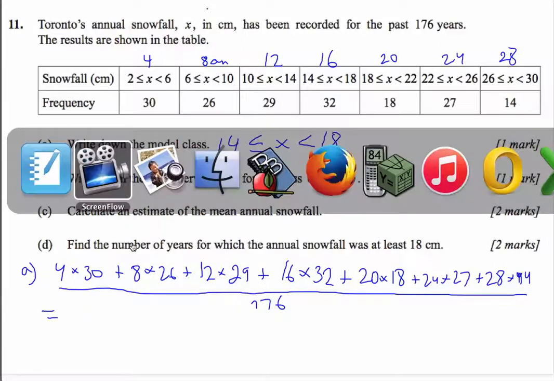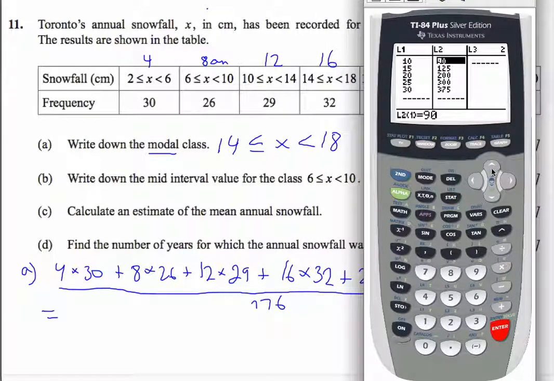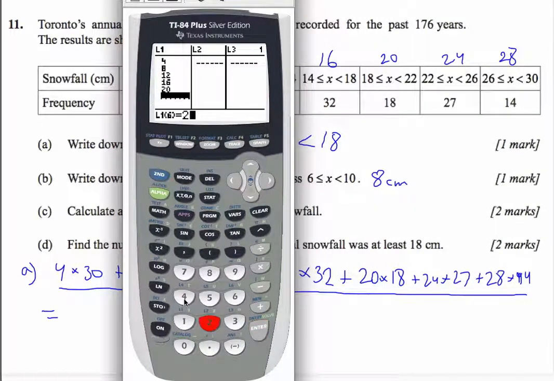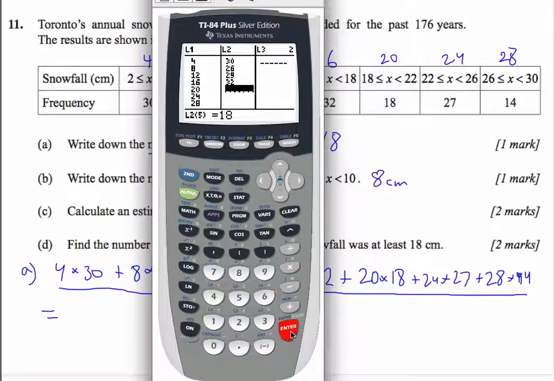I'm also going to show you how to do that with a list on your calculator. So if you want to type in these numbers, you can go to Stat, Edit, and if I want to clear the list, I go up and press Clear, Enter. Go up and press Clear, Enter. And so I'm going to type in these here under X, so 4, 8, 12, 16, 20, 24, 28. And then I'm going to type in the frequencies, 30, 26, 29, 32, 18, 27, and 14. Okay, I got them all in there.